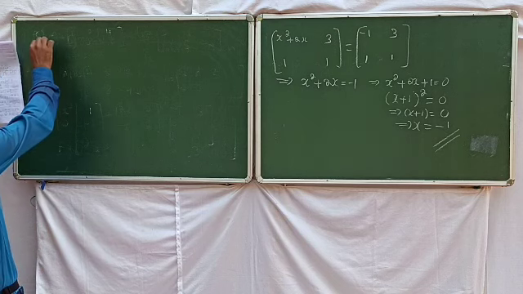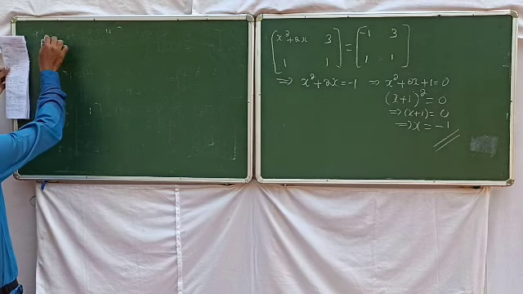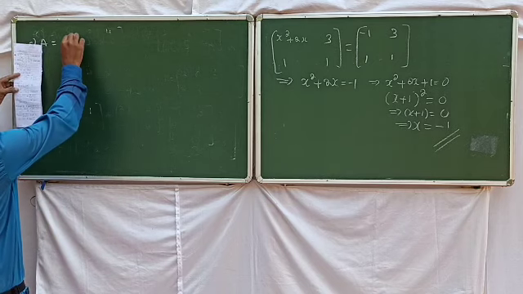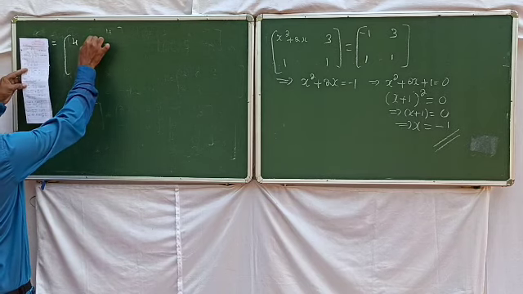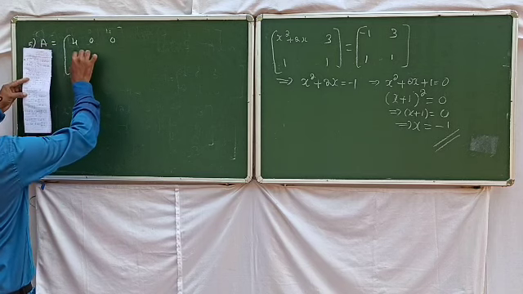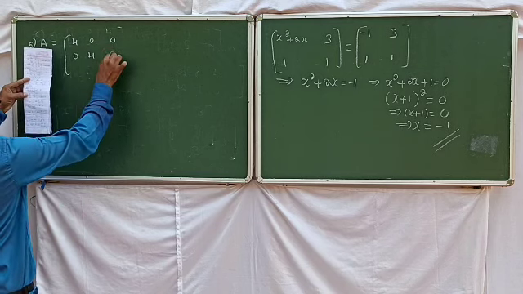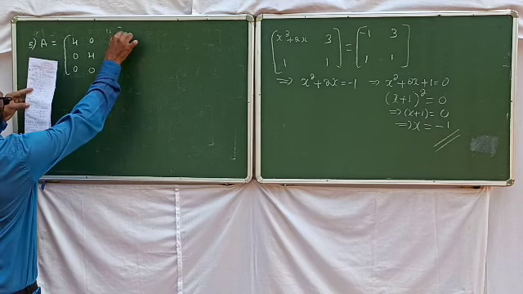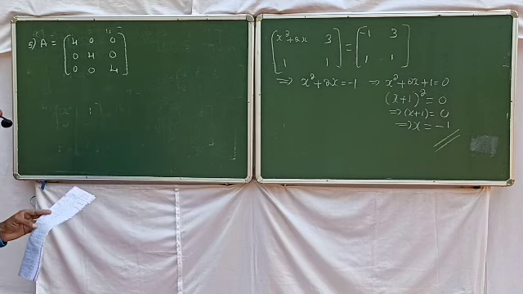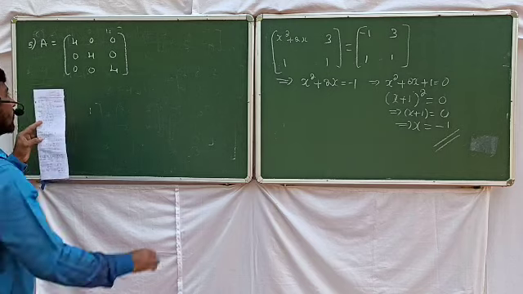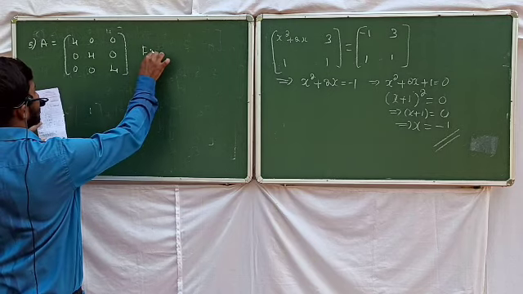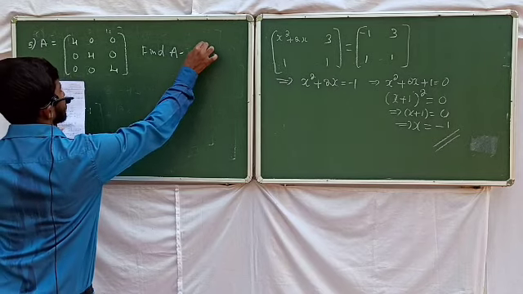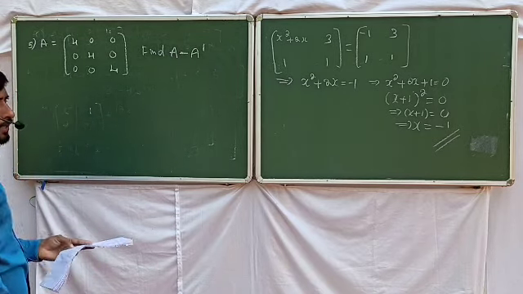Fifth question. Matrix A is equal to 4 0 0, 0 4 0, 0 0 4. One matrix of order 3 is given. The question is to find A minus A transpose.